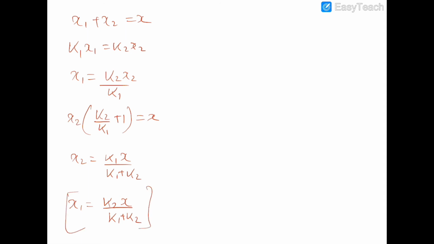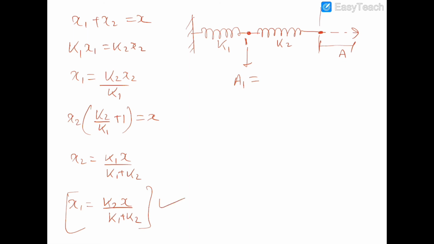So if the question is like that, this is a spring K1 and it is connected to another spring K2. Now it is given that the amplitude of oscillation of this point is A. This is A. Then find out the amplitude of oscillation of this point. So the amplitude of oscillation of this point will be A1, and A1 would be equal to x1. So x1 is K2 A by K1 plus K2, where A is x in this case. So this is the series combination of the springs, and in series combination F remains the same in both springs.